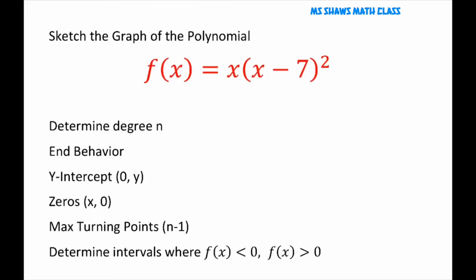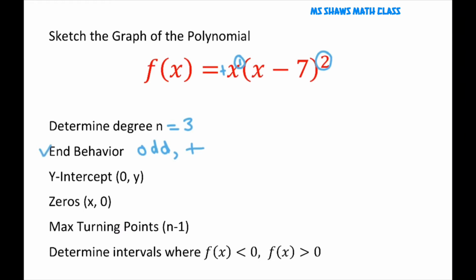Hey everyone, we're going to sketch a graph of this polynomial. Let's fill out some information. First of all, since this is not in standard form, our degree is going to be 3. You just add those multiplicities here. So n equals 3, which is an odd number. Also, our lead coefficient is positive. We'll get back to this in just a minute.